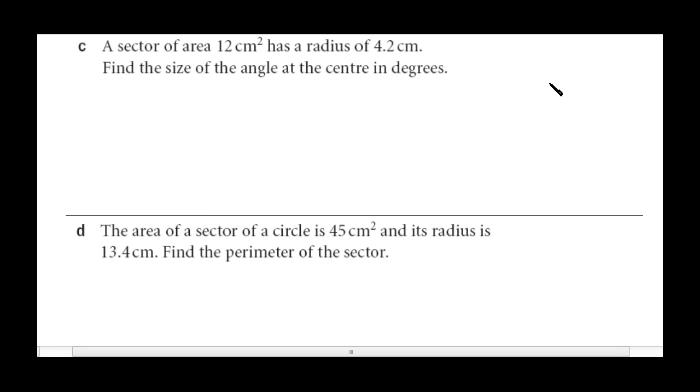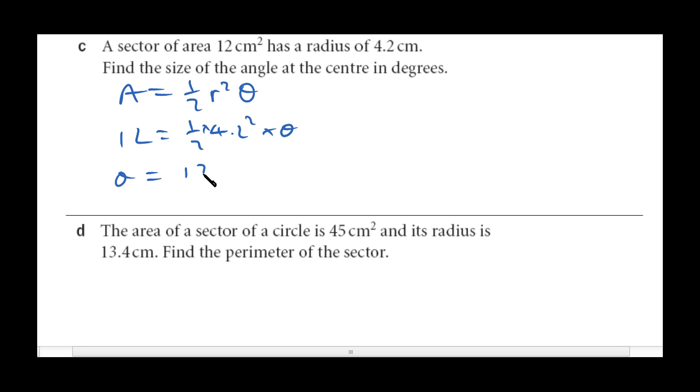A sector has area of 12 centimeters squared and radius 4.2. So we know that the area equals a half r squared theta. So 12 equals a half times 4.2 squared times by theta. So therefore theta will equal, if you times by 2, so you get 12 times by 2, divide by 4.2 squared.